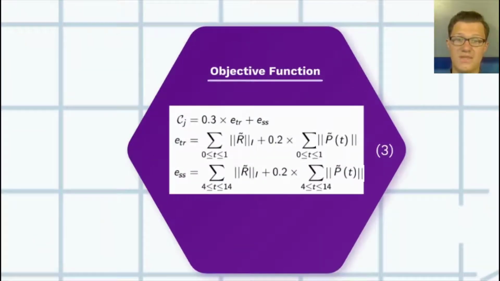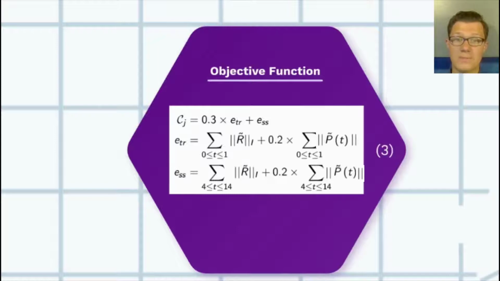So we selected the following cost function, where it is divided into two parts: ETR, which is the transient value of error, and ESS, which is the steady state value of error. As we see here, the transient value of error is between 0 and 1 second, while the steady state value of error is between 4 and 14 seconds.